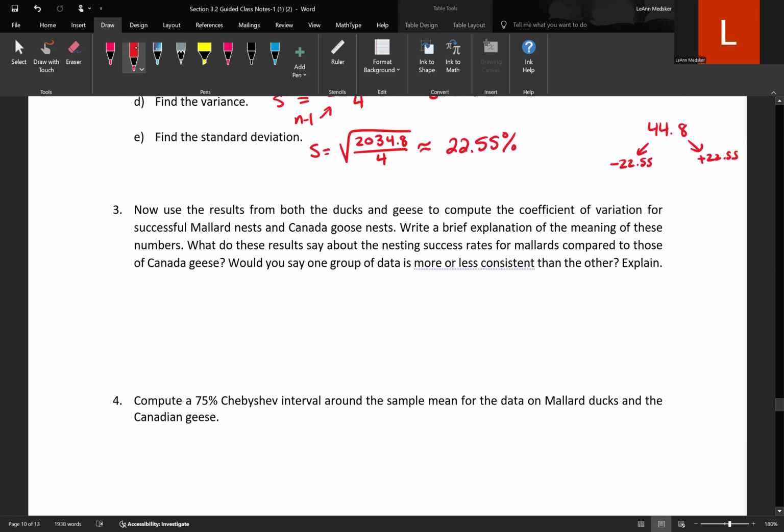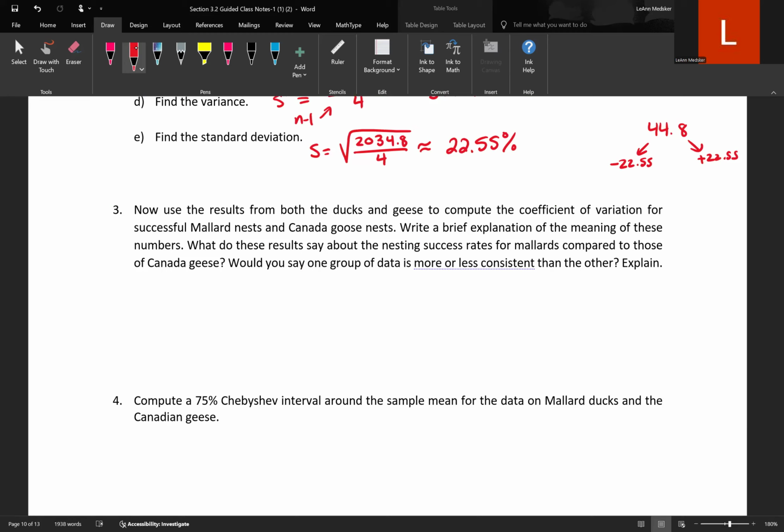Now it says use the results from both the ducks and the geese to compute the coefficient of variation for successful mallard nests and Canadian geese nests. Write a brief explanation of the meaning of these numbers. What do these results say about the nesting success rates for mallards compared to those of Canadian geese? Would you say one group of data is more or less consistent than the other, and explain?